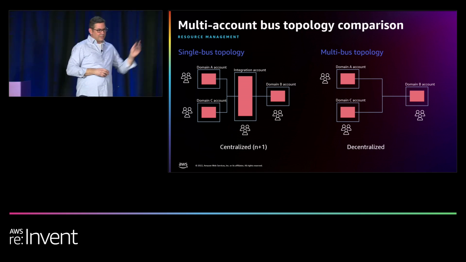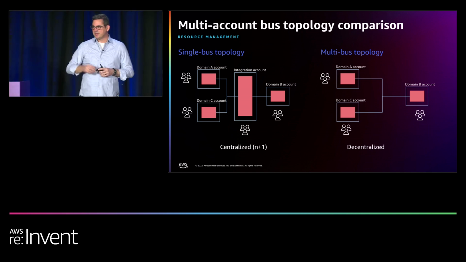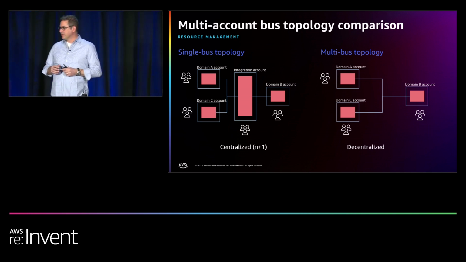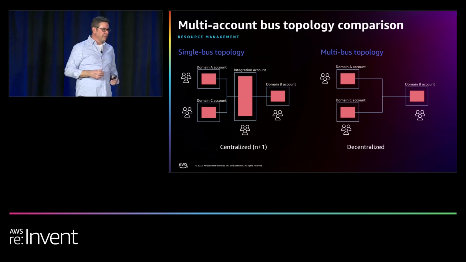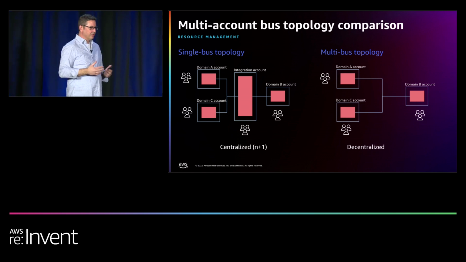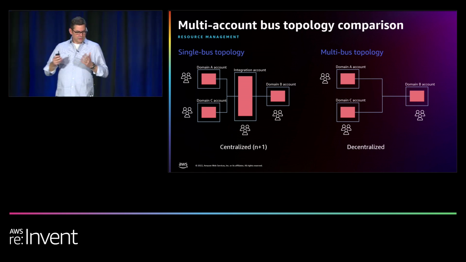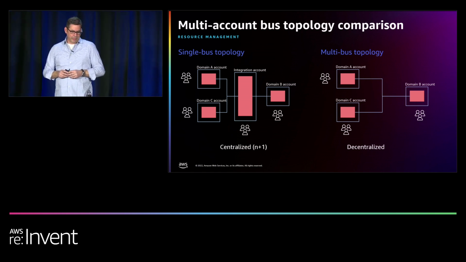It's certainly not reflected in this diagram, where we can see that with a centralized or a single bus topology, you need to have at least one extra team and one extra event bus to manage, and that's a bit of an eye-opener.